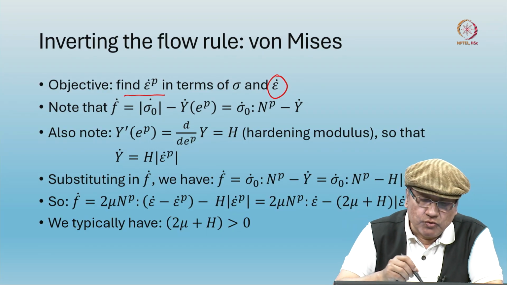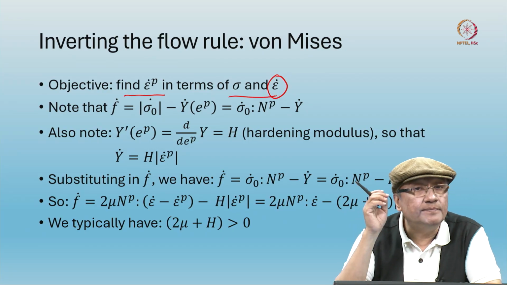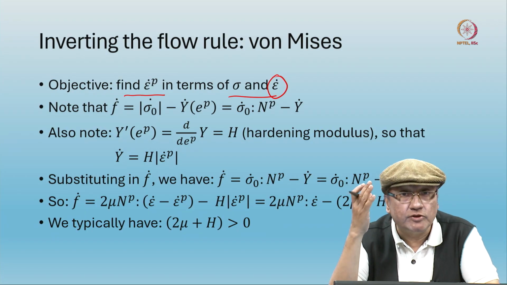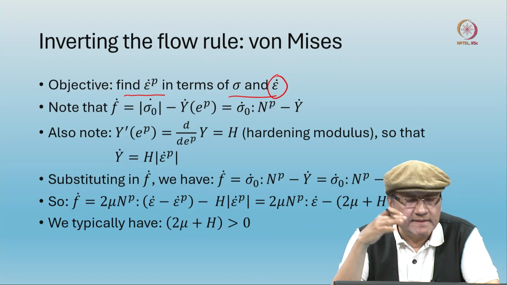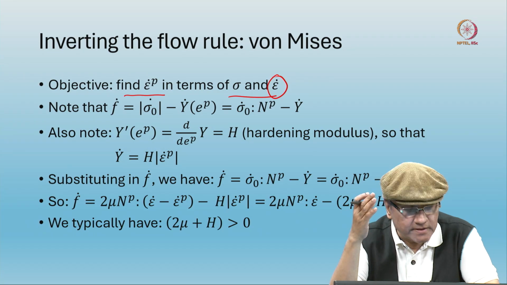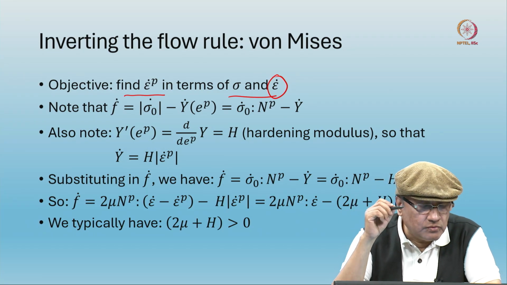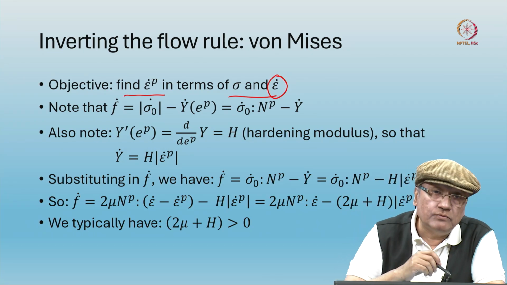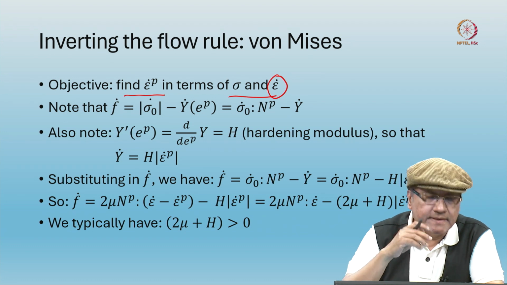So, given these two quantities, how to find the plastic strain rate? That is a major problem. This is basically inverting the von Mises flow rule. Now, to do that, we actually need to do a lot of tricks in classical plasticity.